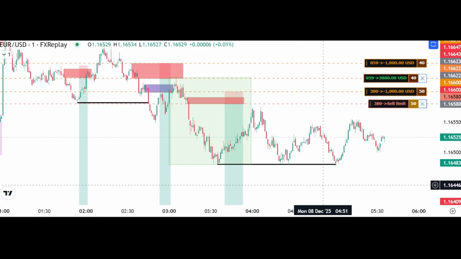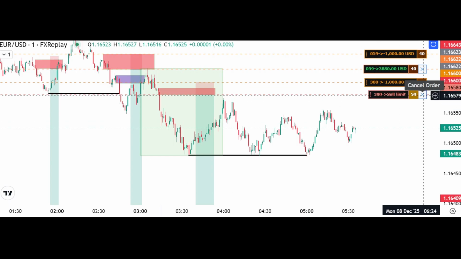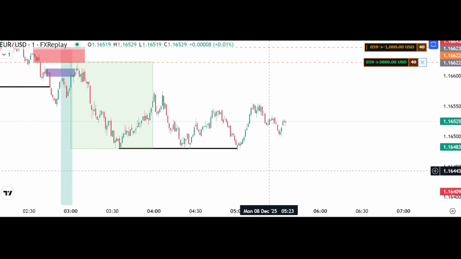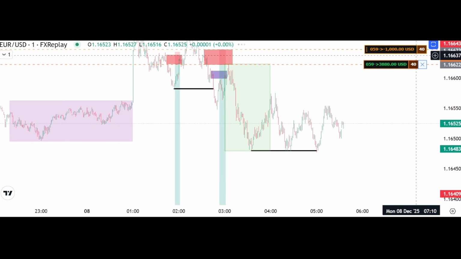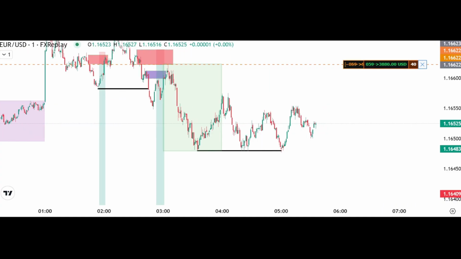I don't like it when price takes its time like this. We can cancel this one and move on. Wait for another break of structure. We can break even this one just to stay safe, and we will continue.